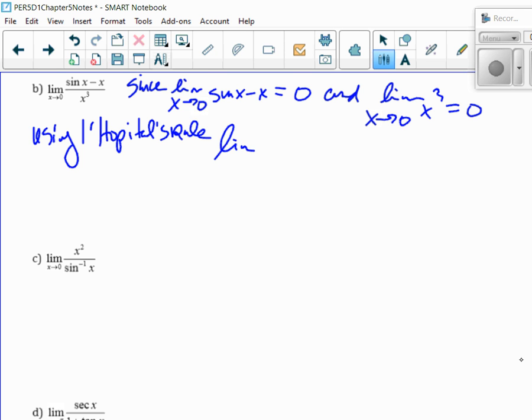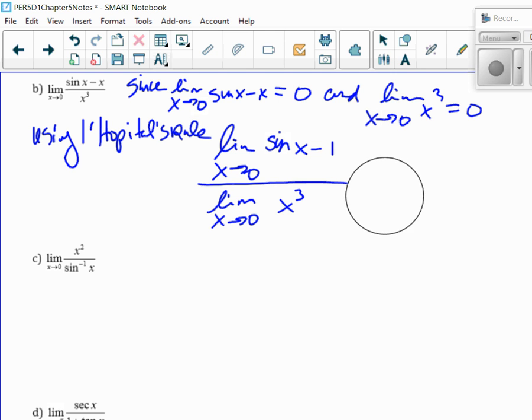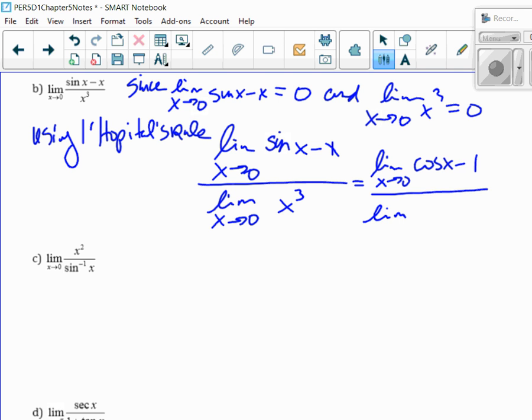The limit as x goes to 0 of sine x minus x over... you have to write it as two separate limits. That's the key here, okay? So, derivative? Oh, that should be an x, sorry. So then I get the limit as x goes to 0 of cos x minus 1 over the limit as x goes to 0 of 3x squared.